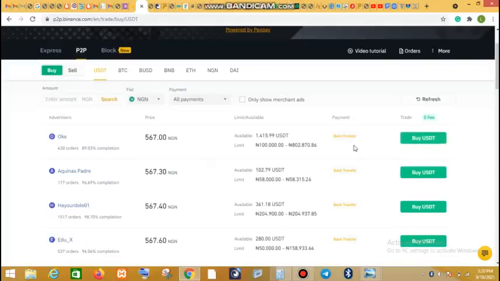Depending on the amount you want to buy, when you click on buy USDT, you are going to see the payment details of the seller. And one thing that I would like you to understand, as I said earlier, is that it's better to have your money in USDT. You can just imagine these people that are selling now. This person is selling between 100,000 naira and 802,000 naira.